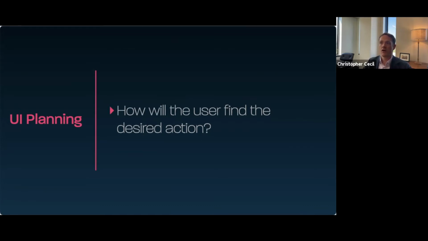So on the flip, on the UX side, it is, what is the core function? On the design side, how can we help them find that function? So if we go back to the Uber example, how are they going to find the button that actually books my ride? So this is where design cues start to come in.